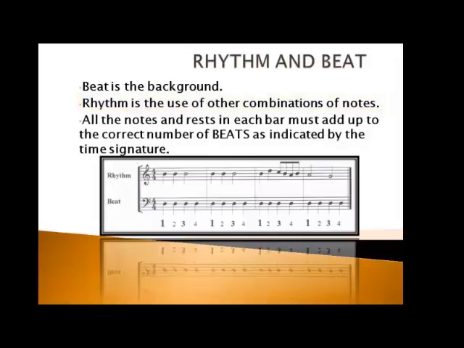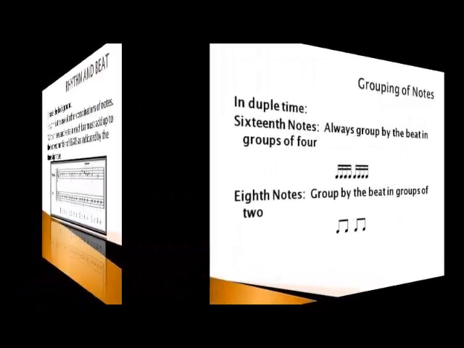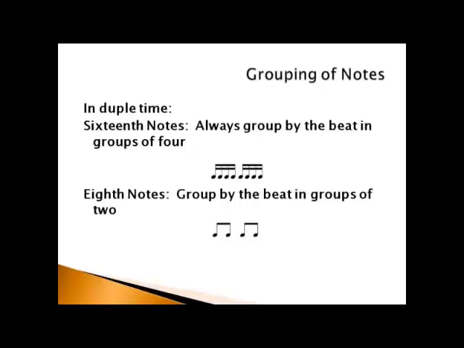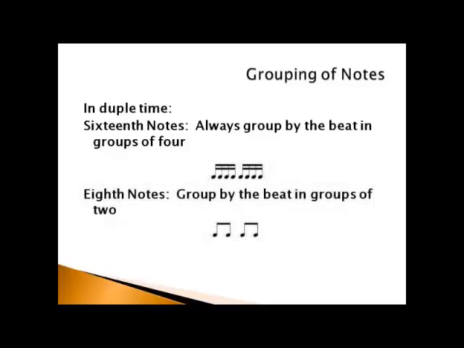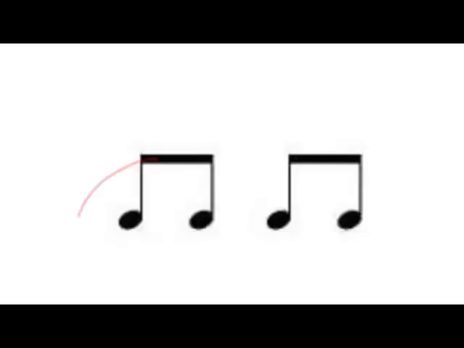One of the things that becomes very important is how you group your notes together. How you group your notes depends on the time signature. So if you're in duple time, remember duple time means you have the number 2 on the top. So that would be 2/4, 2/8, 2/2. You're going to group your 16th notes together by the beat in groups of 4. So you see how we have 4 16ths and 4 16ths. The eighth notes are always going to be grouped by the beat in groups of 2.